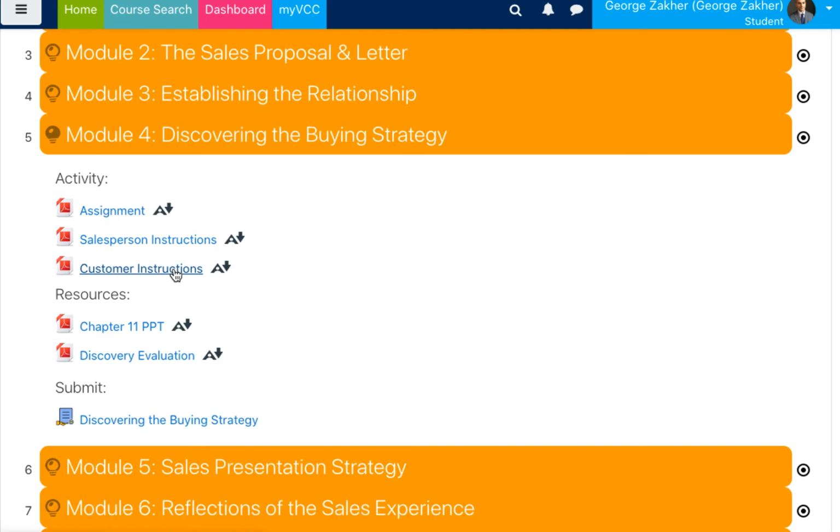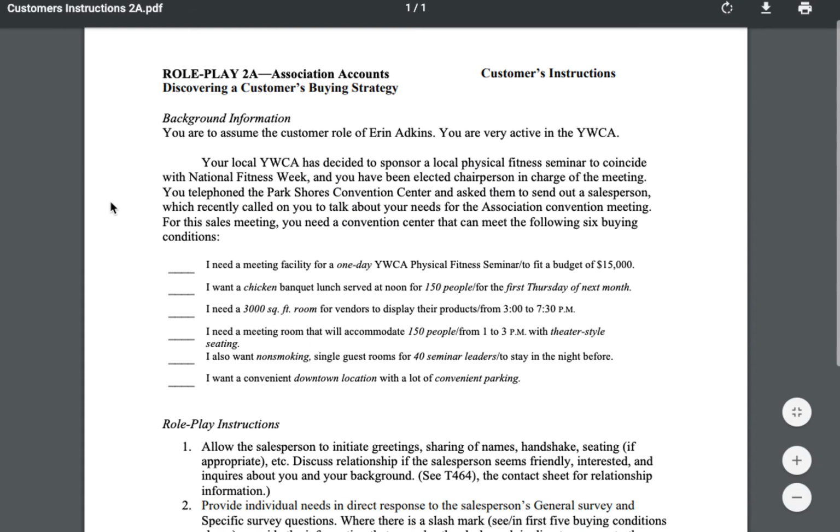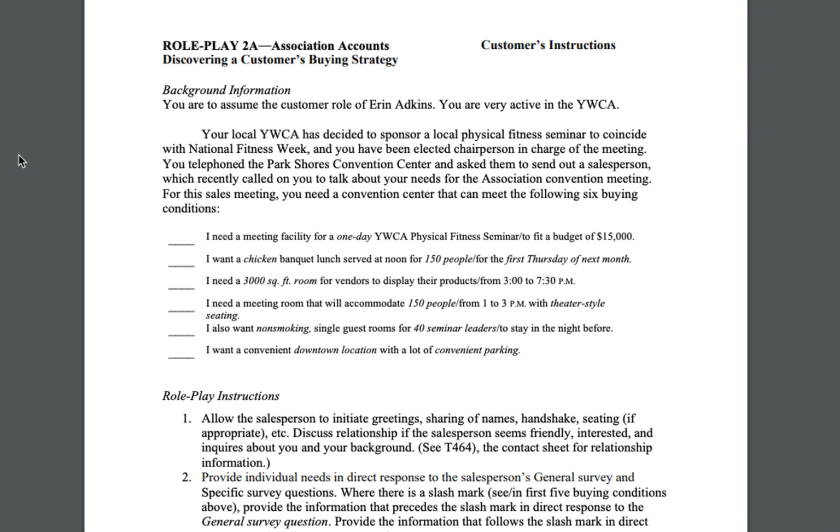So in terms of the customer, Aaron, again, one of your fellow classmates or partners will be that role. And what they need to do is figure out a way to appropriately provide the buying conditions or information to the salesperson. So you can see here, we'll take a look at this buying condition. We have the need for a seminar, for a one-day physical fitness seminar. That's just one buying condition. And then if you see the slash mark, after the slash mark, it's more specific information.